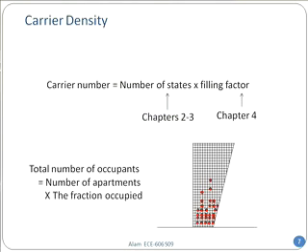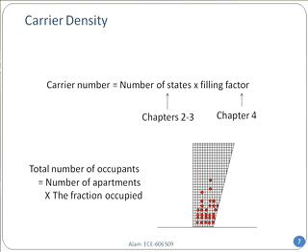Now in solving that problem, this is the outline of what we'll first like to calculate: how many states do I have for electrons to sit? That will be chapters 2 and 3 in your book. And then what fraction of them are occupied. Because if I multiply those two, then I will know how many are available for conduction.